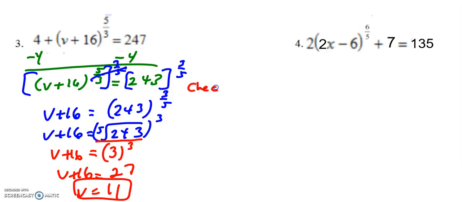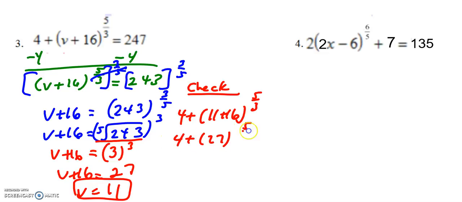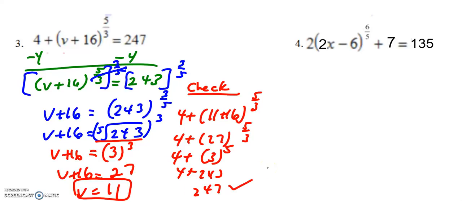But again, it is always a good idea to check. So if I take 11 into the original, 4 plus 11 plus 16 to the 5/3, that would be 4 plus 27 to the 5/3. So 4 plus the cube root of 27, which is 3, to the 5th. 3 to the 5th is 243. 243 plus 4 does end up getting me 247. So this checks out.